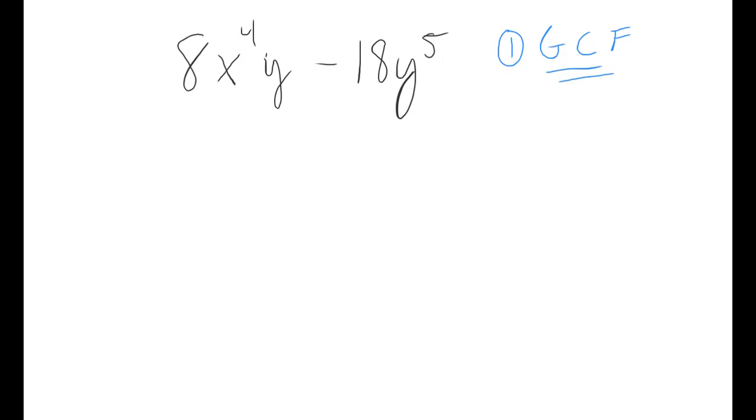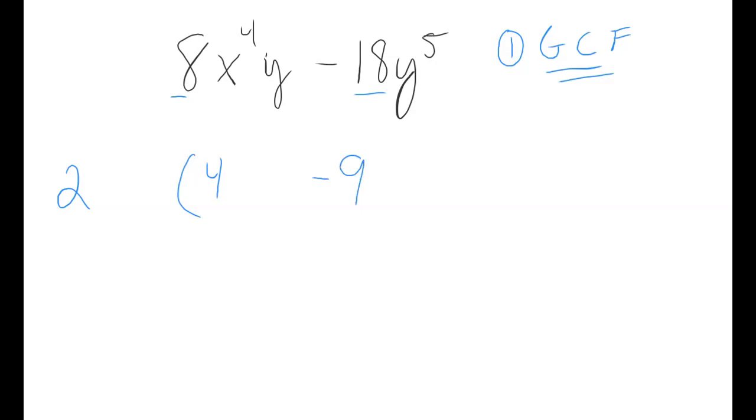So before we can do anything, we have to see if there is a GCF. Is there a greatest common factor for this problem? The answer is yes, because I have an 8 and I have 18. They are both even, so I know I can bring out a 2. Right? So let me give myself a little room to work here. 8 divided by 2 is 4. Keep my sign. 18 divided by 2 is 9. So I know there's a 2.